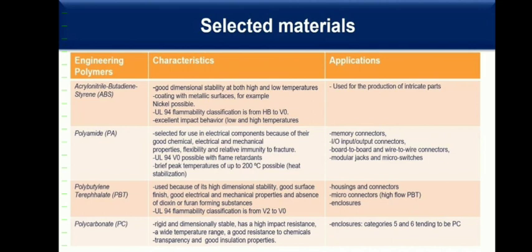Then we continue with polyamide or PE. It is selected for electrical components because of the good chemical, electrical, and mechanical properties of the material, combined with flexibility and relative immunity to fracture. We also have UL 94 V0 with the use of flame retardants, and we can also withstand temperatures up to 200 degrees Celsius with heat stabilization applications.